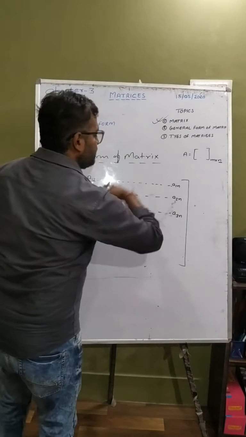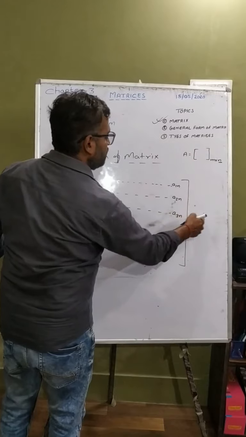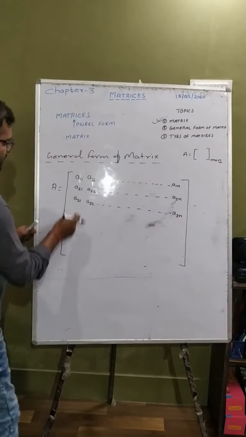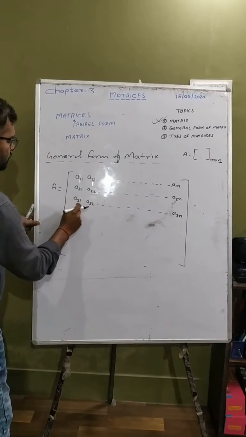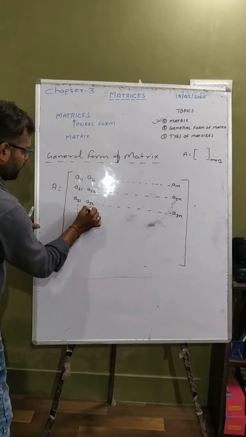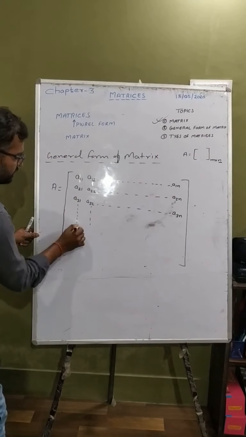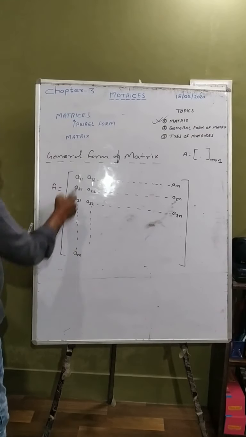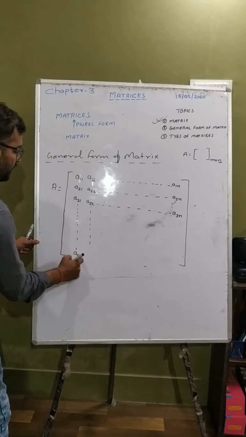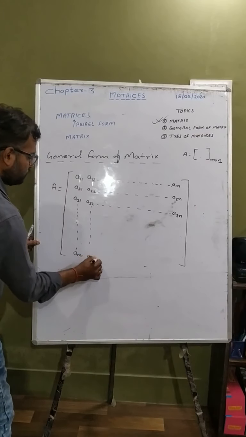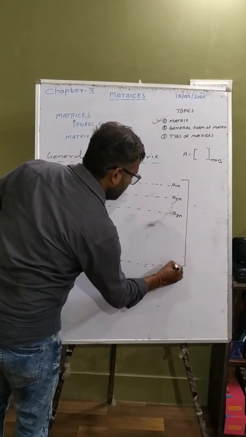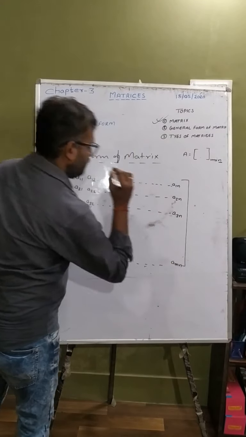How many rows are there? This is the first row, second row, third row. How many rows are there? We have m rows. Definitely first row, second row, third row, and so on. The last row will be the mth row, and which column? First, Am1, Am2, and if you write the last term, then that will be Amn.